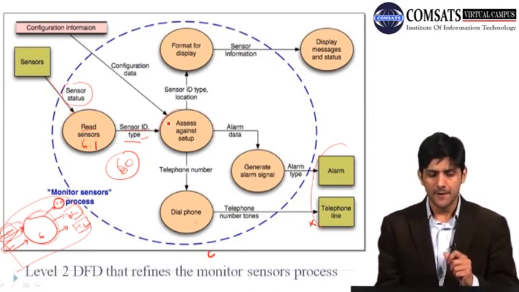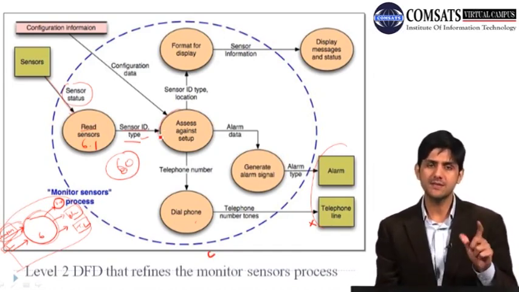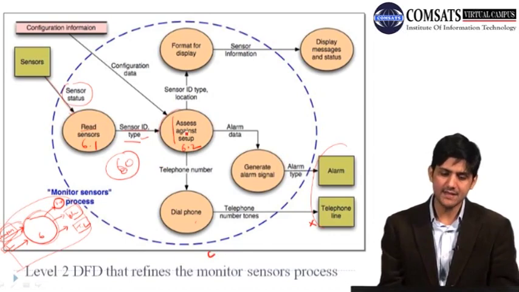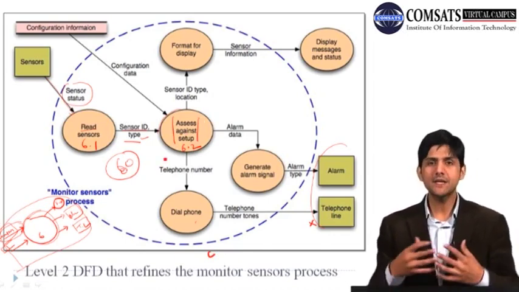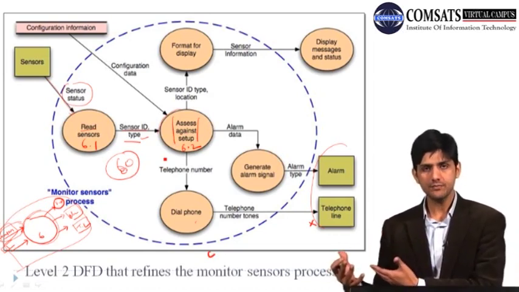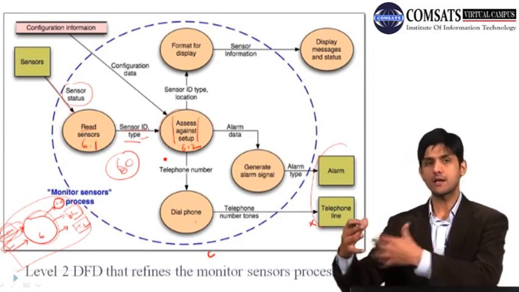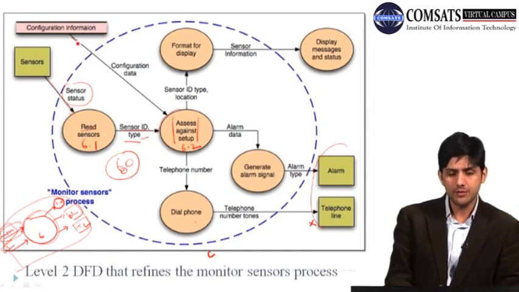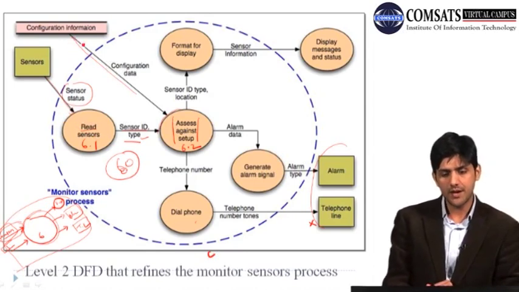So we say, okay, we have taken information, we have read those sensors, we have identified the type of the sensor and the ID of the sensor. Now we want to know what to do with this particular output. So we make another process and we name it 6.2. We say assess against setup. Now what this means is that the user has set up his system in a certain fashion, and that certain fashion is basically his configuration settings. So this process would take the other input which was coming to process number 6, and that was coming from the data store, which is the configuration data.